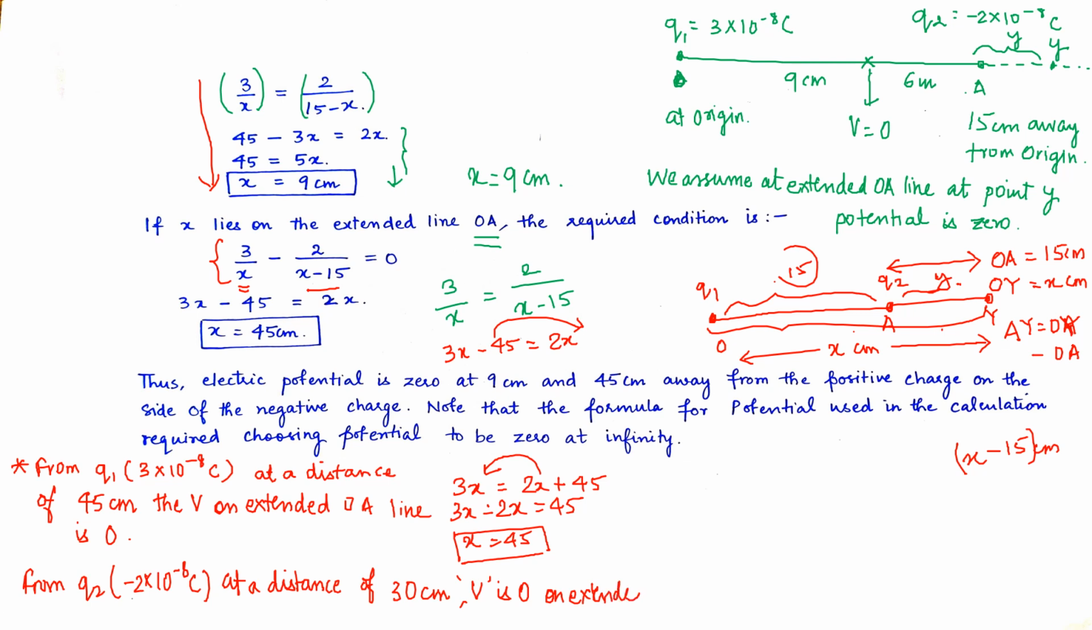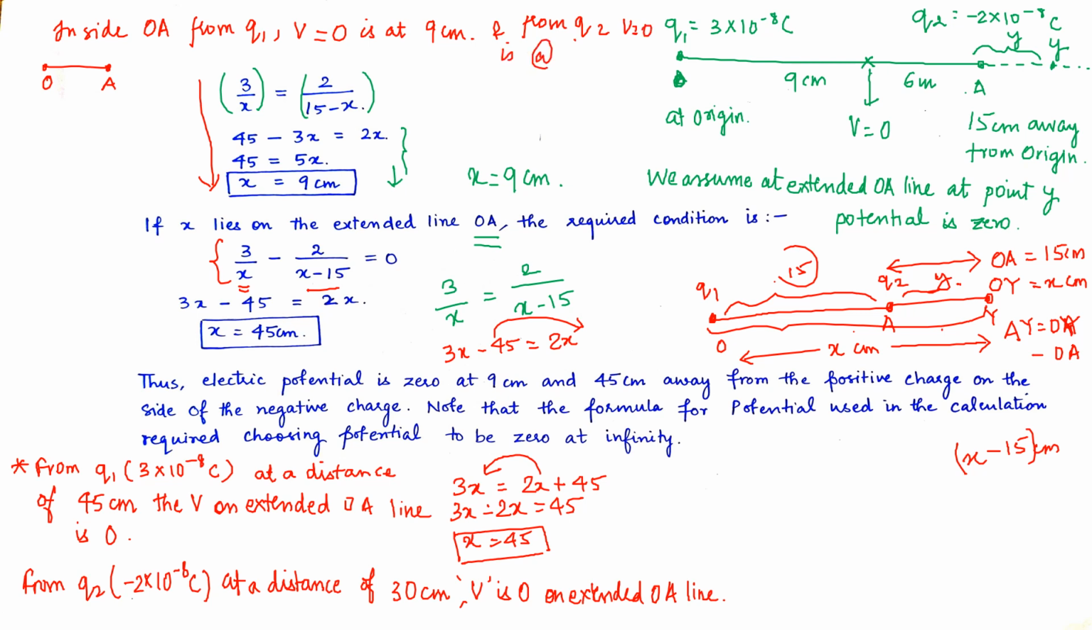OA line. And when the line is not extended, inside OA, from O to A, from Q1 V equals to 0 is at 9 centimeter, and from Q2 V equals to 0 is at 6 centimeter. Okay.